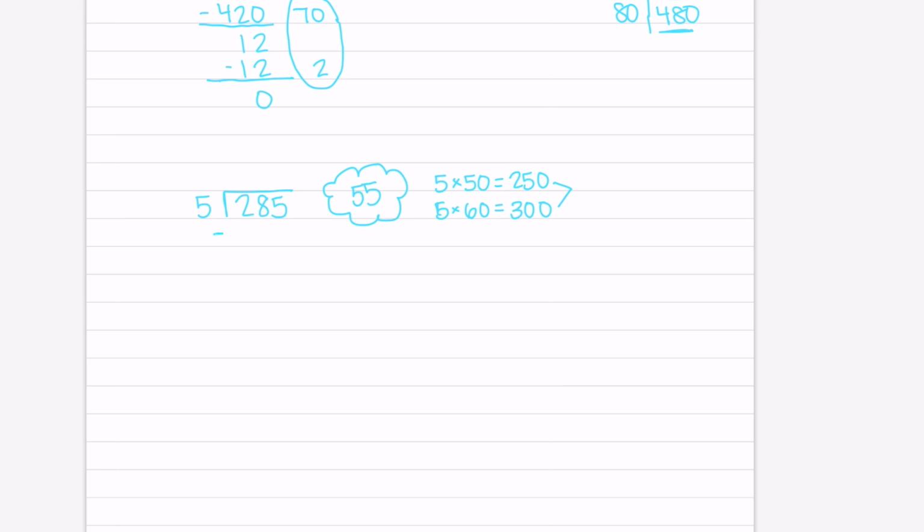I'm going to use what I talked about in my estimate, this 50 groups of 5. So I'm going to take away 250. That was 50 groups of 5. I subtract it. I'm left with 35. I know that that's 7 groups of 5. So 7 times 5 is 35. And I'm left with 0. I add my 2 partial quotients together for a quotient of 57.